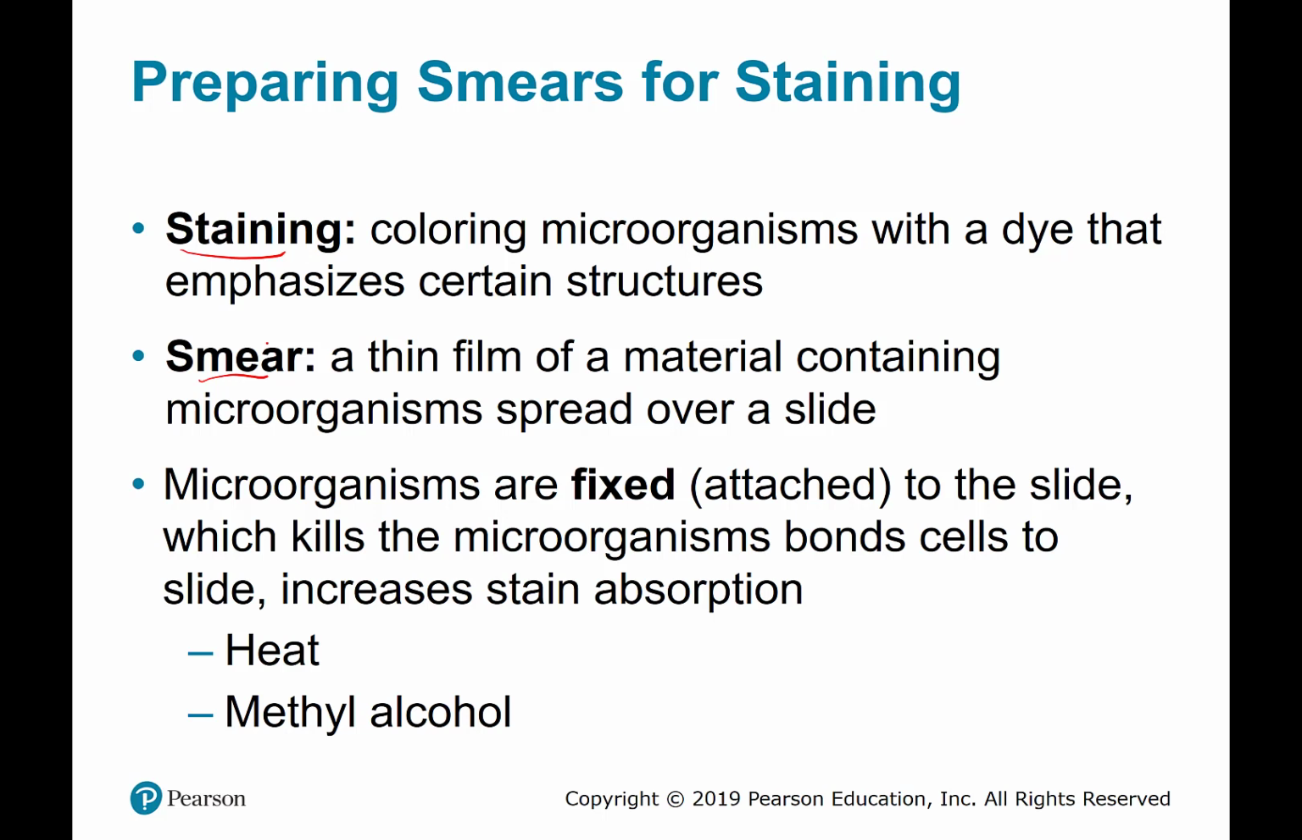So you typically first start by preparing a smear. You then fix the smear onto a microscope slide, and then you stain. And so when we say microorganisms are fixed, we're talking about the fact that they are attached to the slide. So when you apply the stain and then rinse off the stain, you don't rinse off the organism as well. Heat fixing also attaches the organism to the slide. It also kills the microorganism. It will increase the stain absorption, so it will make those cells more readily able to take up the stain.